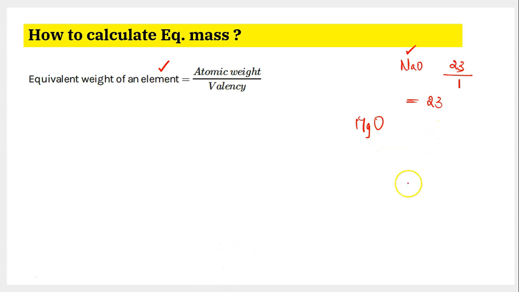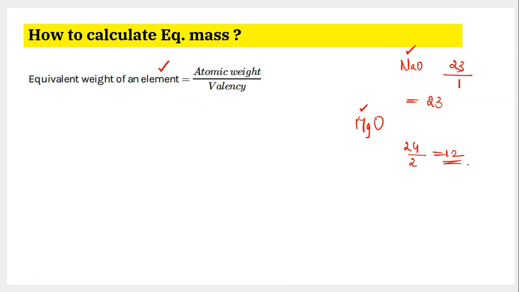Let's take one more example. Calculate gram equivalent mass of magnesium in magnesium oxide. So magnesium's atomic mass is 24, divided by magnesium's valency in this molecule, which is 2. Altogether this is equal to 12. So gram equivalent mass of the element magnesium in the given molecule is equal to 12. So this is the first formula to calculate gram equivalent mass for an element in the given compound.